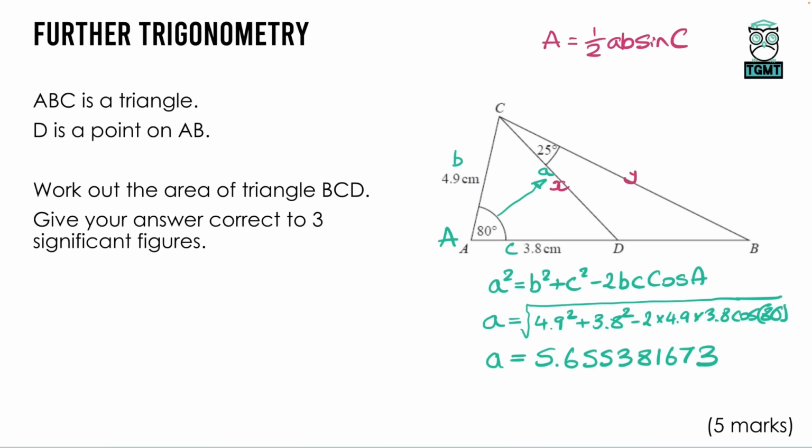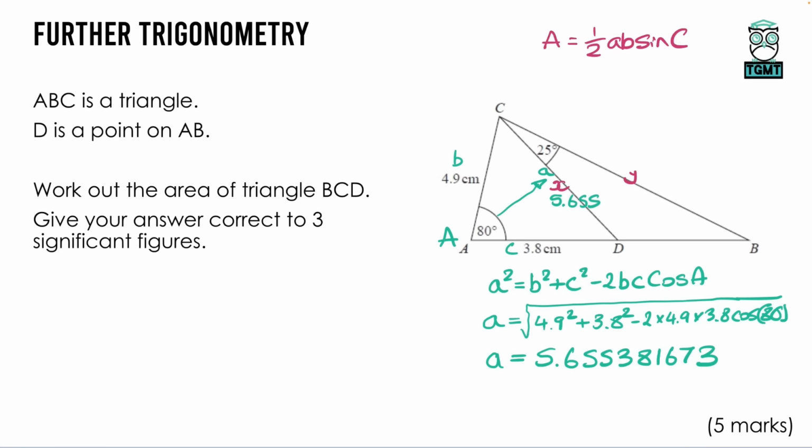Now for the moment, I'm just going to write 5 point, and let's just write 655. That's going just beyond the 3 significant figures there, writing 4, just so it's labelled on the diagram. So now we need to figure out how on earth we're going to find side y, because we still don't have enough information on that triangle on the right.